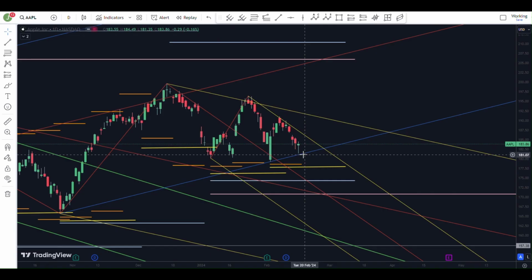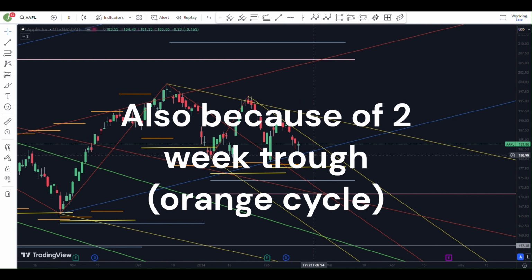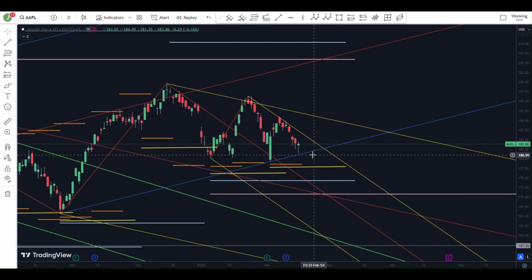Quick update for Apple. I closed the short I discussed in the last video as we approached this median line. I closed it for a 95% gain. I will look to re-enter this potentially next week with the expectation again that this blue cycle is going to be negative, looking for somewhere around the 270 area where these median lines intersect.